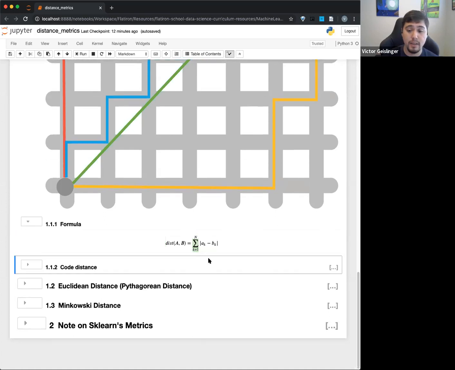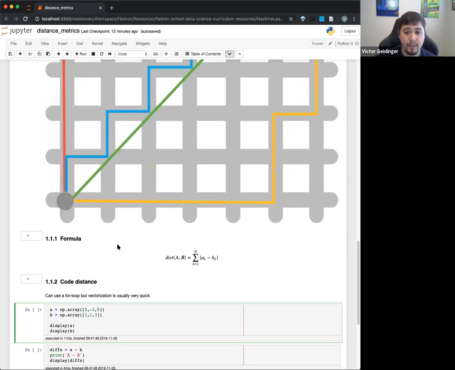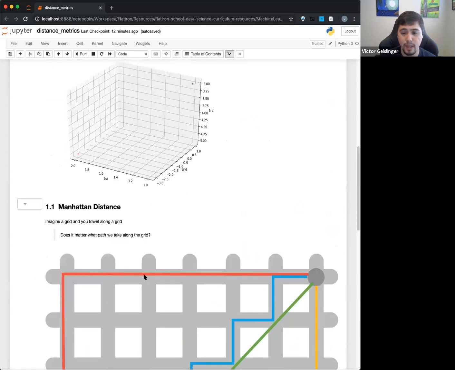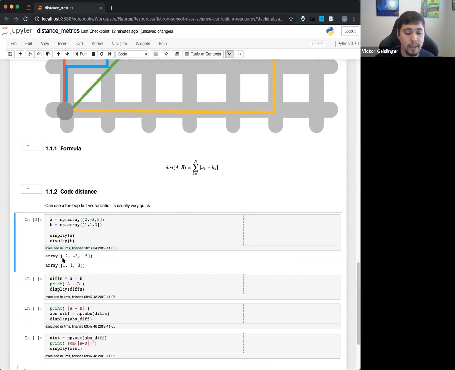All right, awesome. Now let's see how we code this up. I'm using that same A and B to keep things consistent. But I'm using 3 dimensions, so 2, minus 3, 5 and 1, 1, 3. Remember, this is describing a single point.